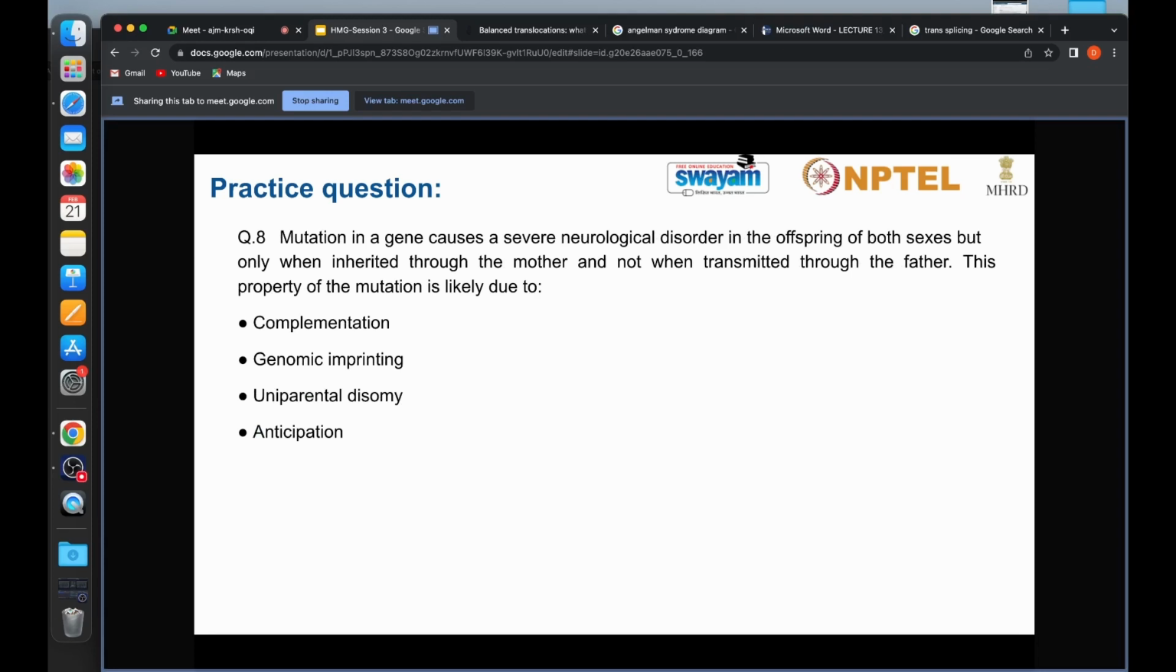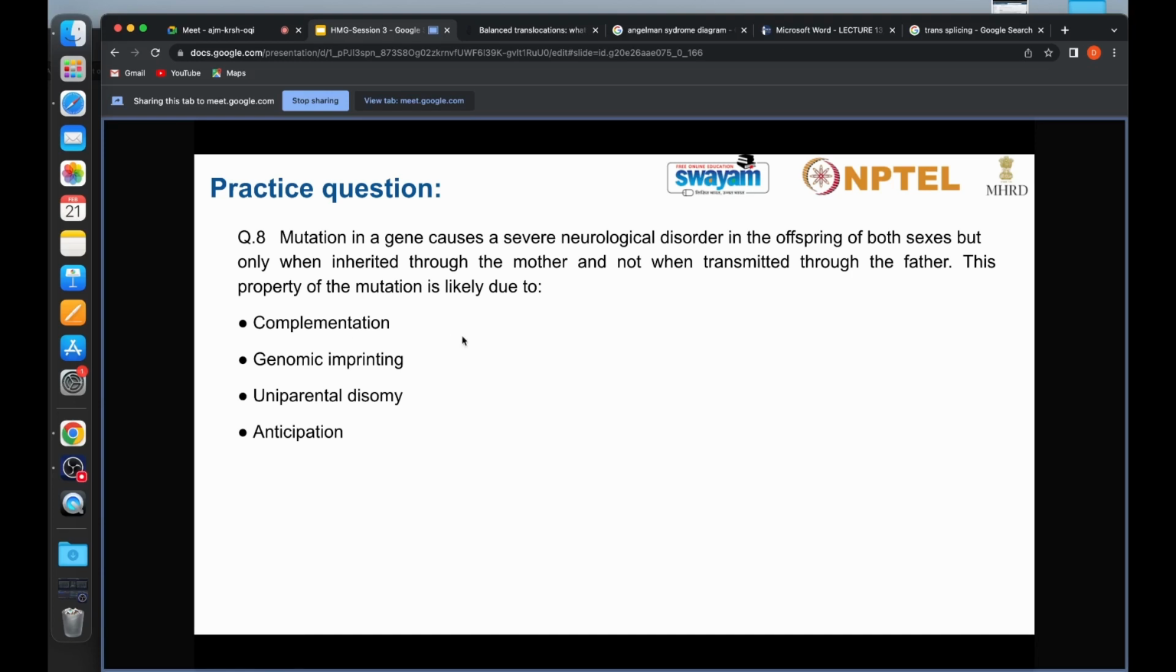So then we discussed the eighth question, in which they were saying that there is a mutation in a gene which is causing some severe neurological disorder in the offspring of both sexes, but when inherited through the mother and not when transmitted through the father. So a particular disorder is always inherited from the mother and not from the father, which means there is silencing of the genes, sex-based silencing.